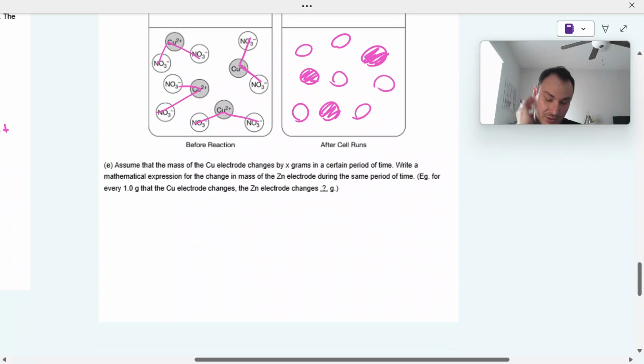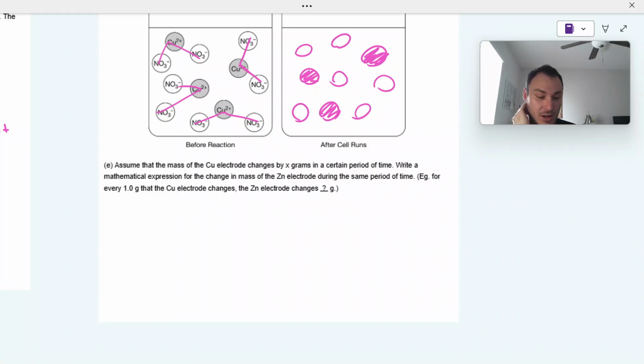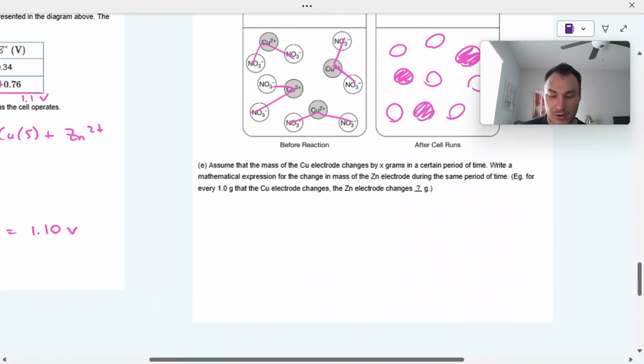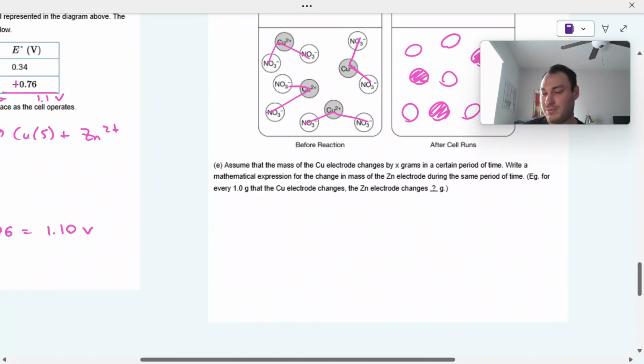Assume that the mass of the copper electrode changes by X grams in a certain period of time. Write a mathematical expression for the change in mass of the zinc electrode during the same time period. For example, for every 1 gram that the copper electrode changes, the zinc electrode changes by X amount of grams. Okay, so it's kind of a weird question, the way that this is worded, but all we're being asked to do here is a little bit of stoichiometry.